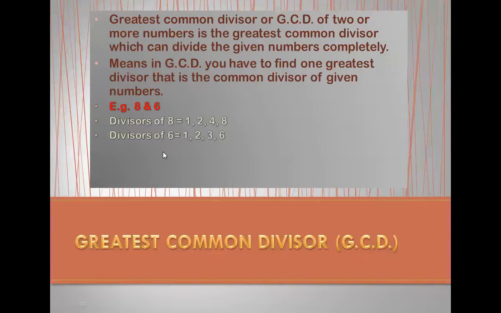So what are the common divisors? The common divisors of 8 and 6 are 1 and 2. But again, you have to find the greatest common divisor. Here you have two divisors, out of which you have to select which one is greater. So 2 is greater than 1, that's why 2 will become the GCD. So the GCD of 8 and 6 is 2. Got it?